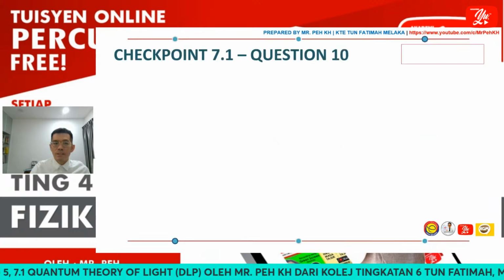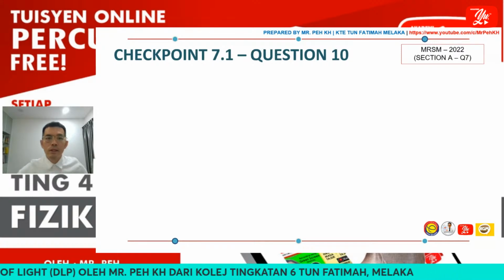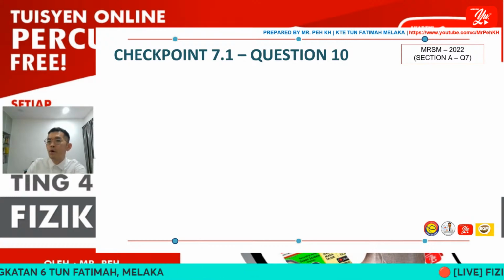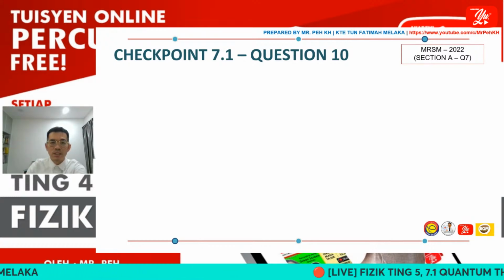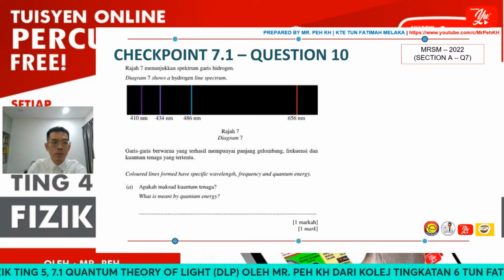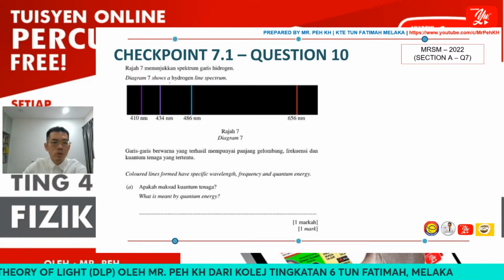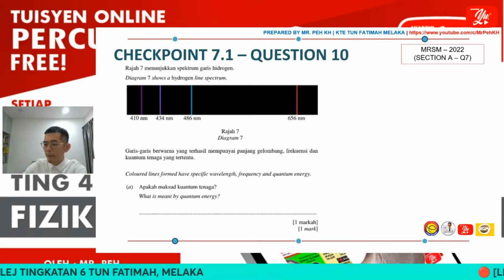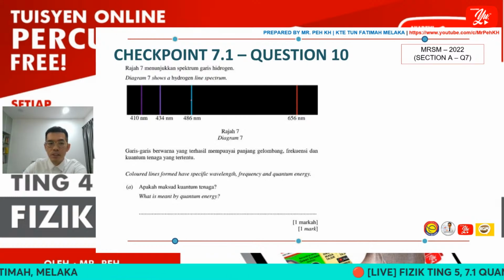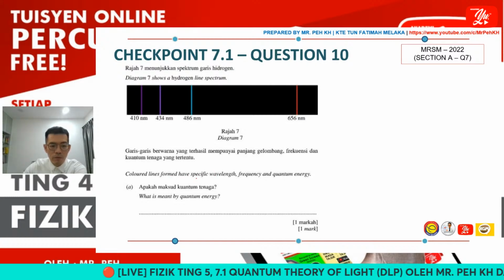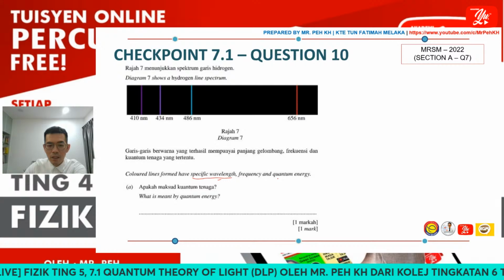Okay, so we go for our last question for today's subtopic. This will be the comparison question, question number 7 for MRSM 2022. This is just a partial question related to the subtopic we discuss today. Diagram 7 shows a hydrogen line spectrum. So this is a line spectrum. That means there will be gaps, there will be lines in the spectrum. The color line has a specific wavelength, just as we mentioned already, frequency and quantum energy.